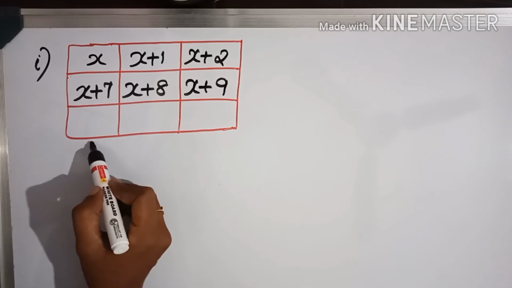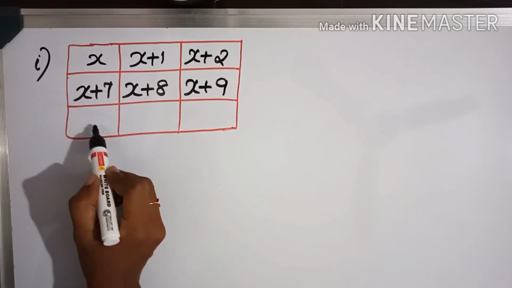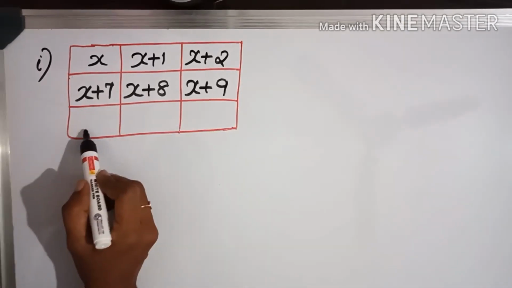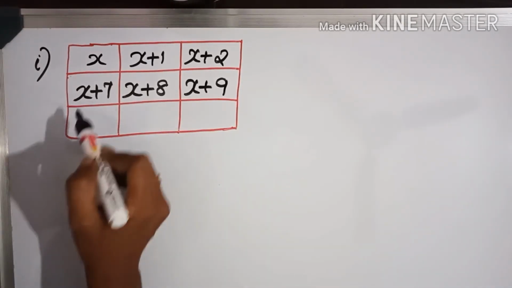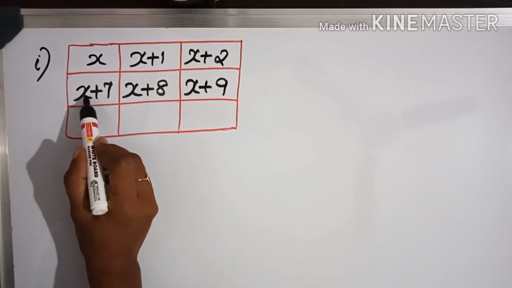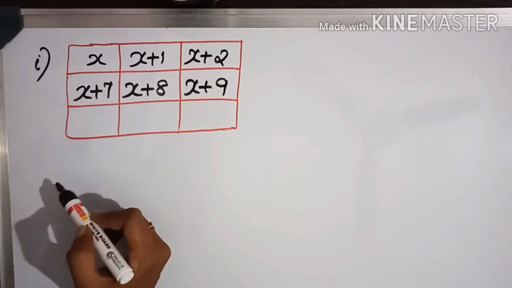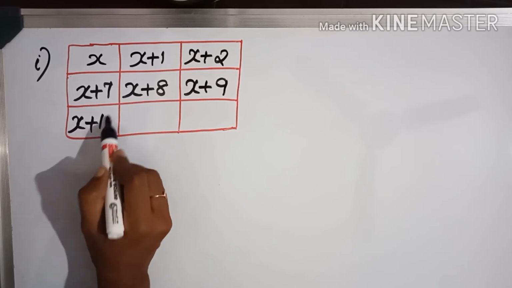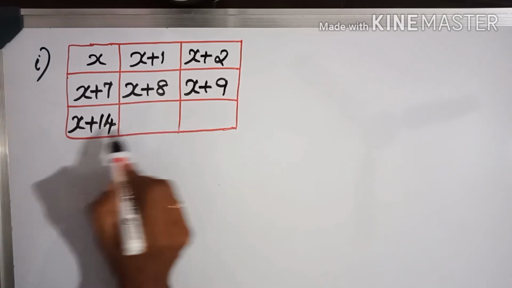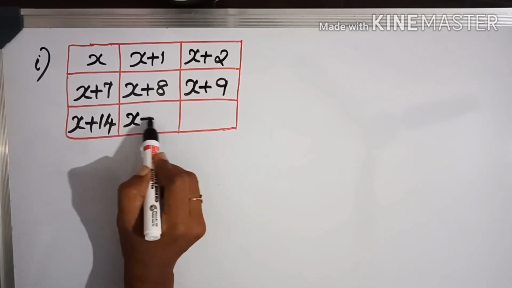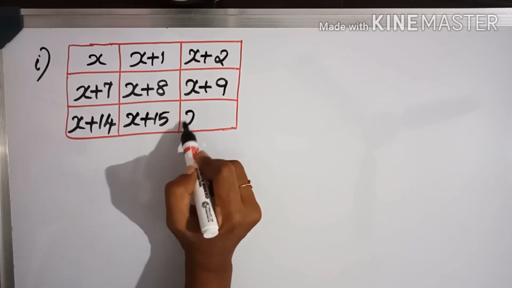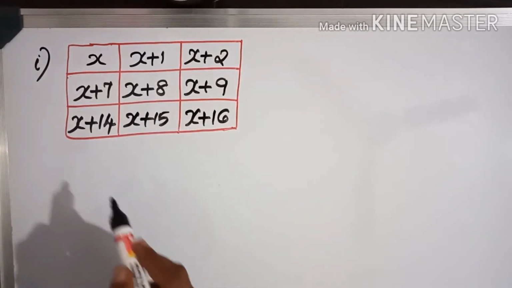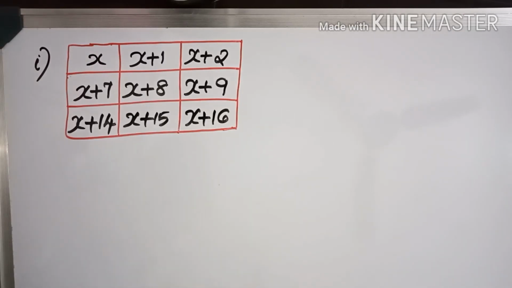Okay, then again moving downwards, from x plus 7, in order to get this number, here it will be what? Don't write it as x plus 10, that is wrong. Okay, 7 is adding moving downwards. So here x plus 7, 7 plus 7 is 14. So here the number will be x plus 14. Next we can add 1, that is x plus 15, then x plus 16. Okay, so these are the 9 numbers from a calendar.